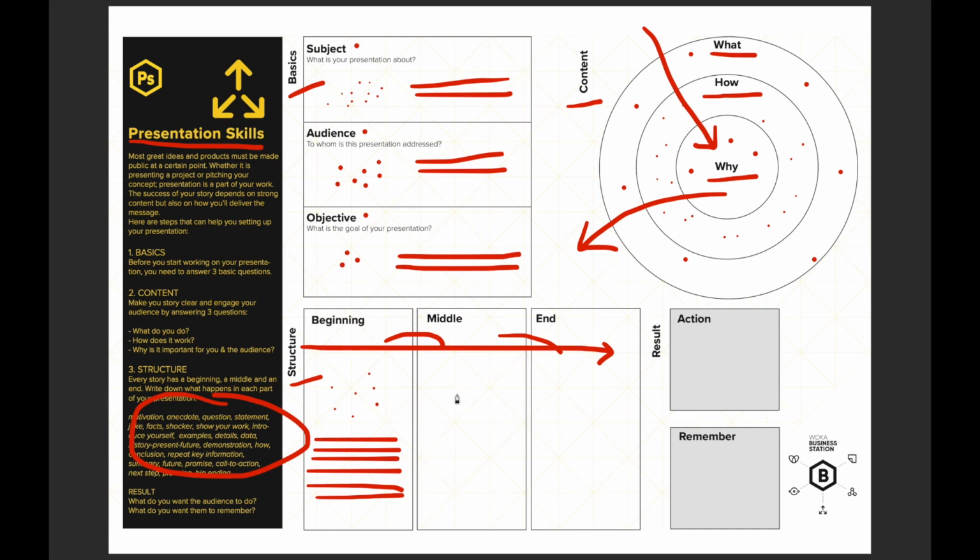The middle part is usually the longest part of your presentation. So it's perfect to get into the story and give us information, examples, and details on your subject. So what's happening in action and words in this middle part of your presentation?